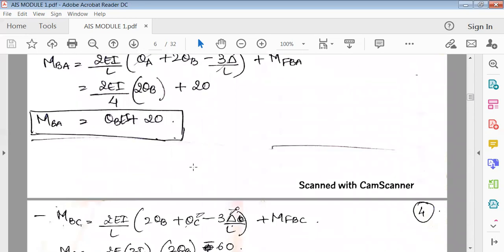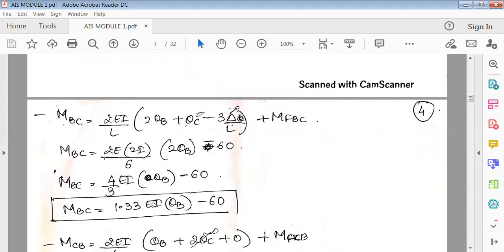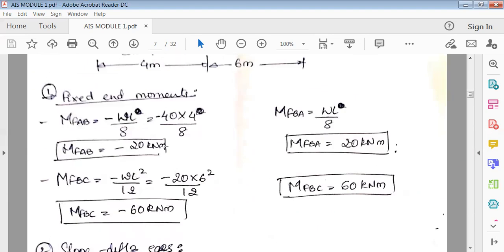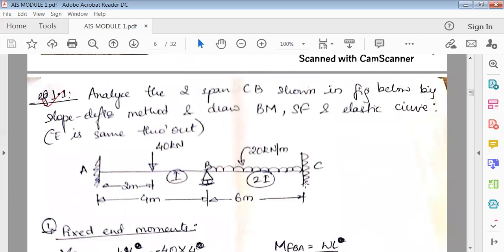Okay. So now MBC is equal to 2E. Now BC is a span where you have I as 2 times I. So that's why 2E, instead of I, I'll write 2I. This is one thing you have to be very careful about when you start solving this, because you have to always check out the I values for each span. So it is now 2I divided by 6. Okay, length is 6.